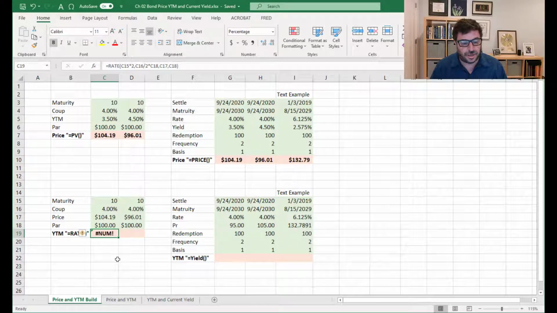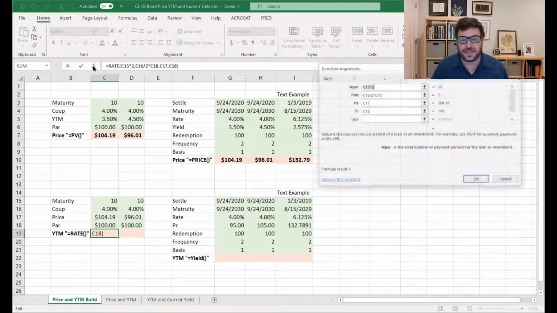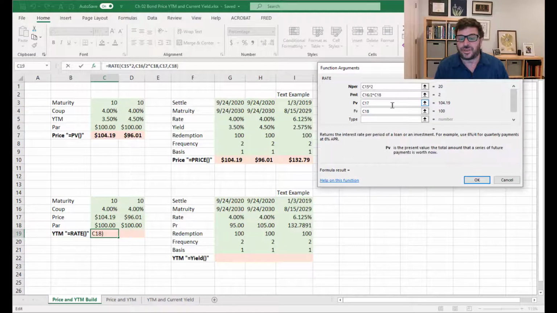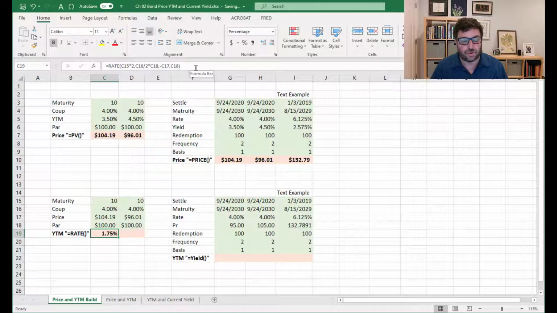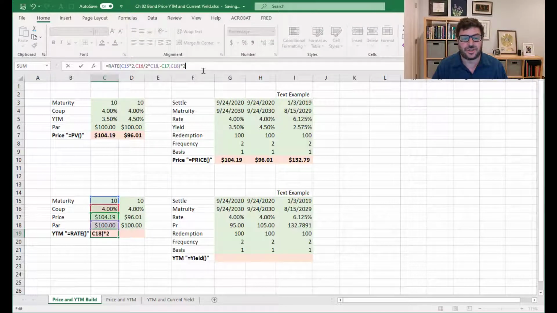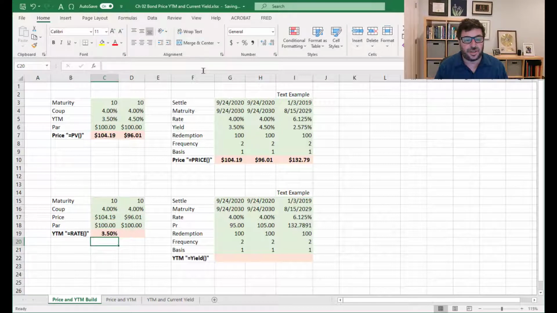How come I got an error? Oh, because I've told Excel that I'm going to receive the coupon payments, and I'm going to receive the face value, and I'm going to receive the price, and that's not possible. You can't keep getting money. And so the way this has to work is that I have to put a negative in for the present value. Remember, it produced this as a negative, and we put a negative sign in front of it to make it positive. I'm going to click OK, and I get $1.75, but remember, it's computed this on a semi-annual basis. So the last thing I do is double it, and I get the 3.5.